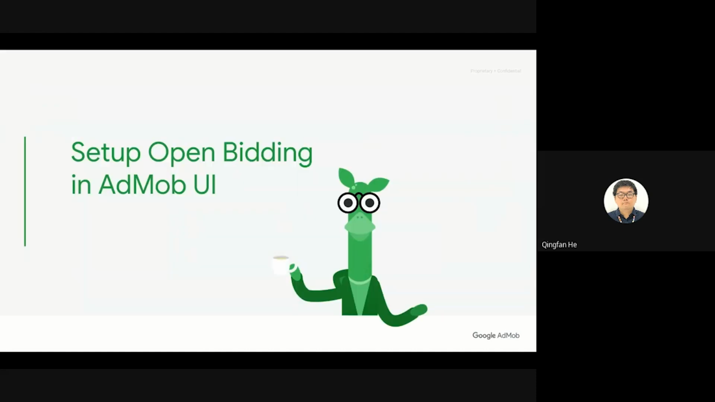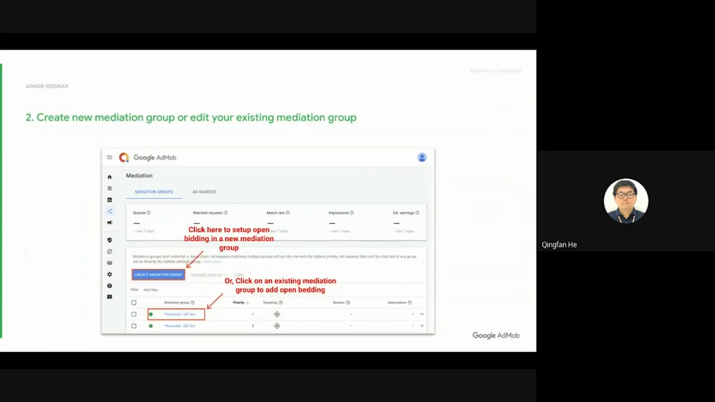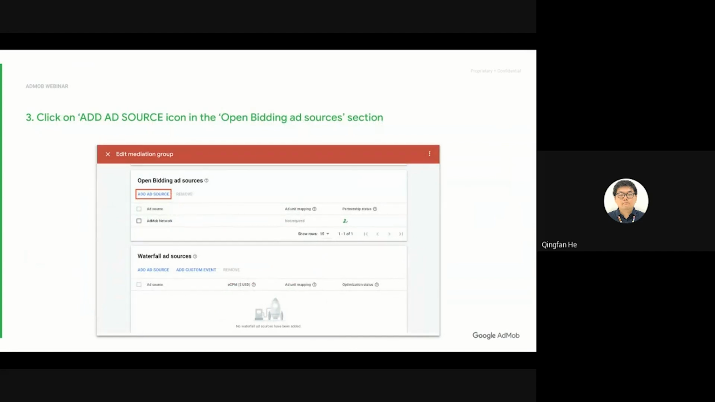Set up Open Bidding in the AdMob UI. Since Open Bidding is part of the mediation, to configure Open Bidding in the AdMob front-end, first of all, we will need to click the mediation button and navigate to the mediation group menu. And then we need to create a new mediation group or edit an existing mediation group to set up Open Bidding. Once we get to the mediation group edit page, we can see an Open Bidding sources configuration section, and we can click the button to configure the third-party Open Bidding sources.